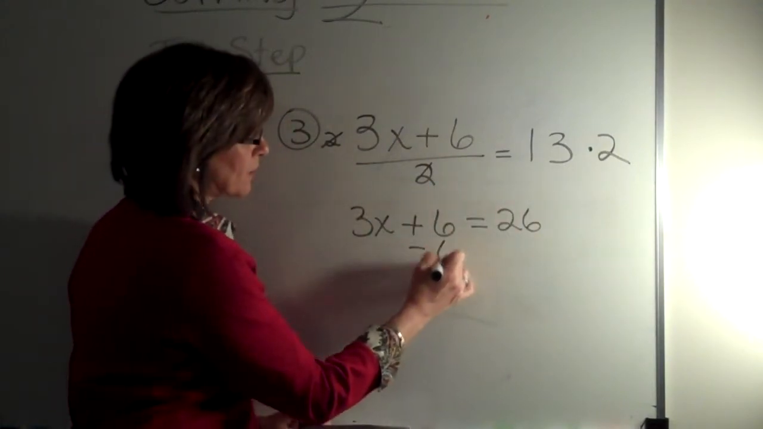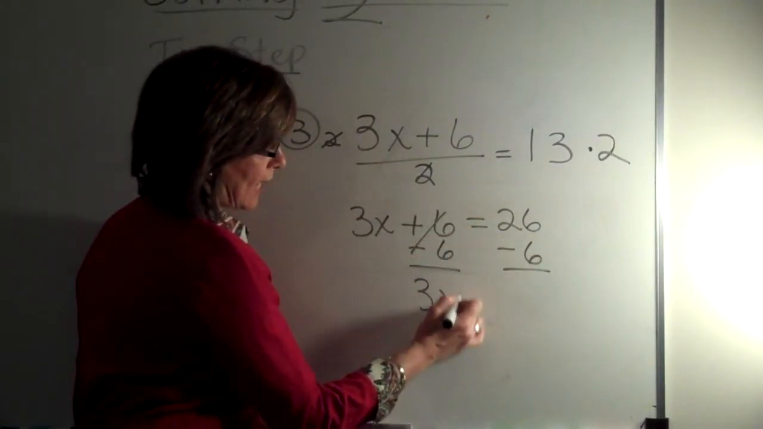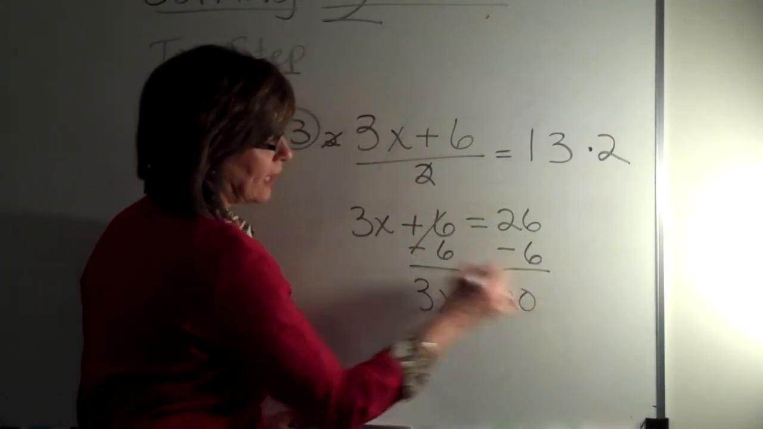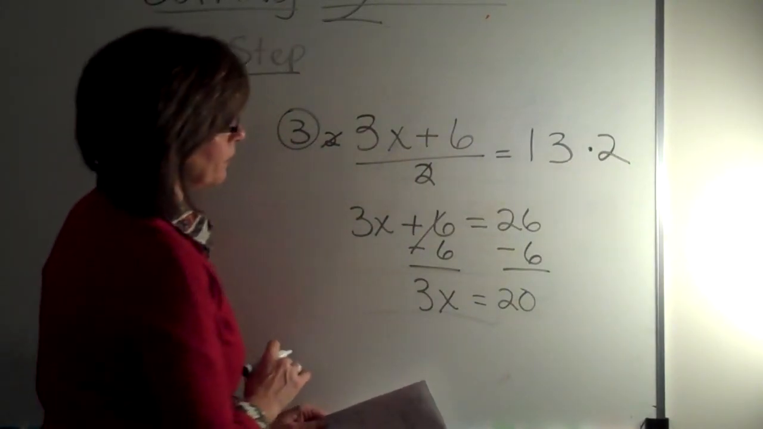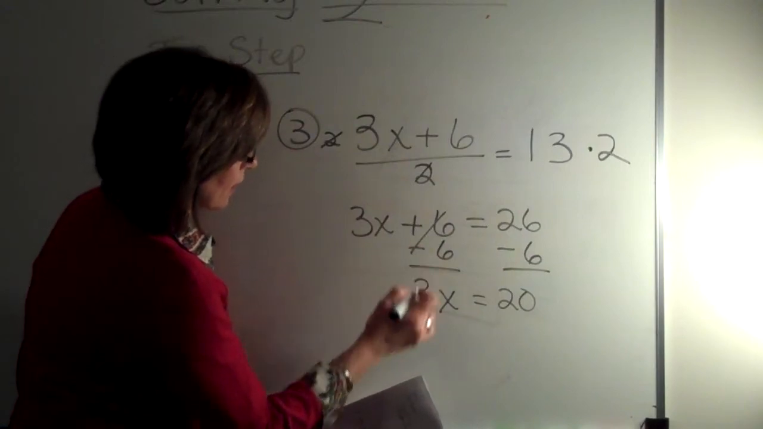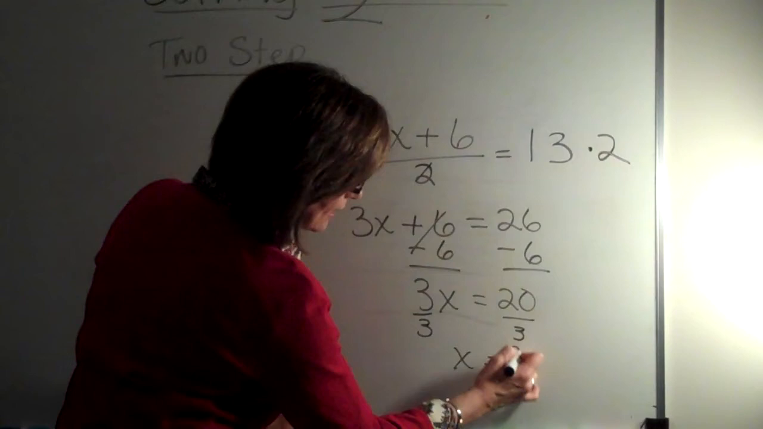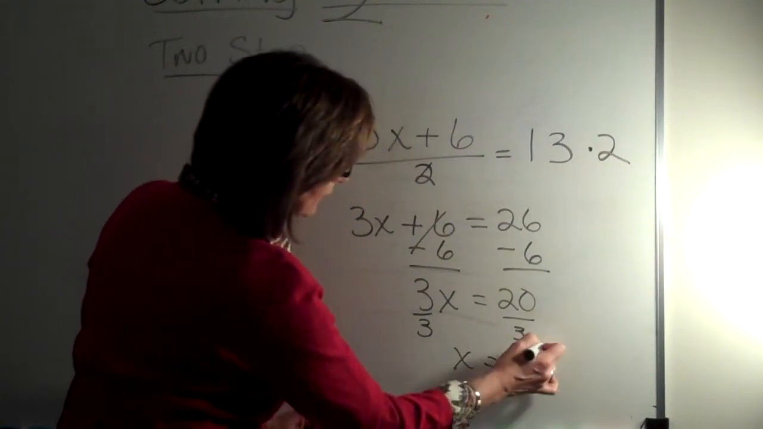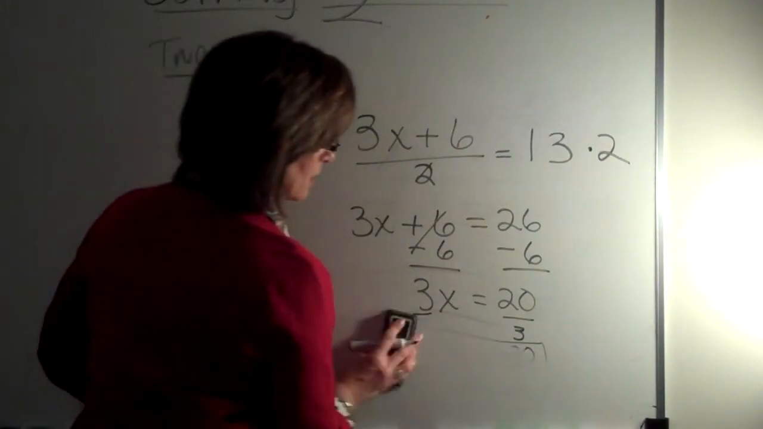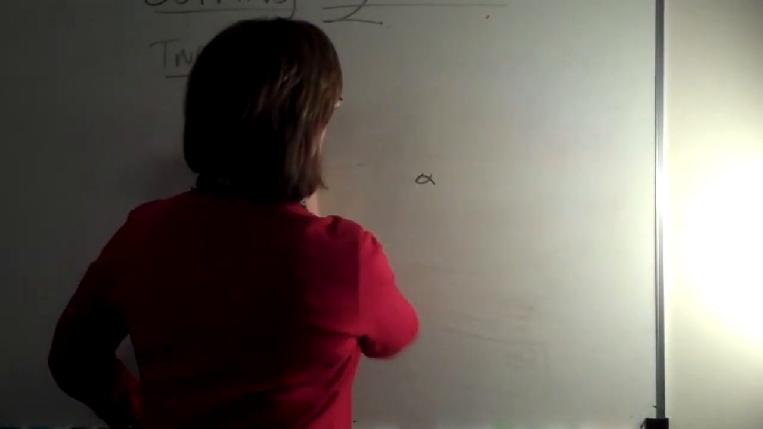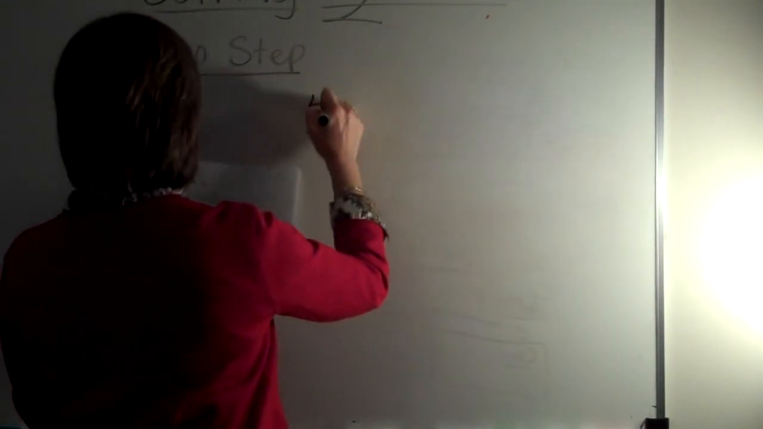Now you have subtract 6, 3x equals 20. Oh, you're going to say, what do you do now? Well, it's not a problem, because what you're going to do is just divide by 3, and x equals 20 thirds. And you can leave it like that. You don't have to change it to a mixed number. All right, next one. Number 4.